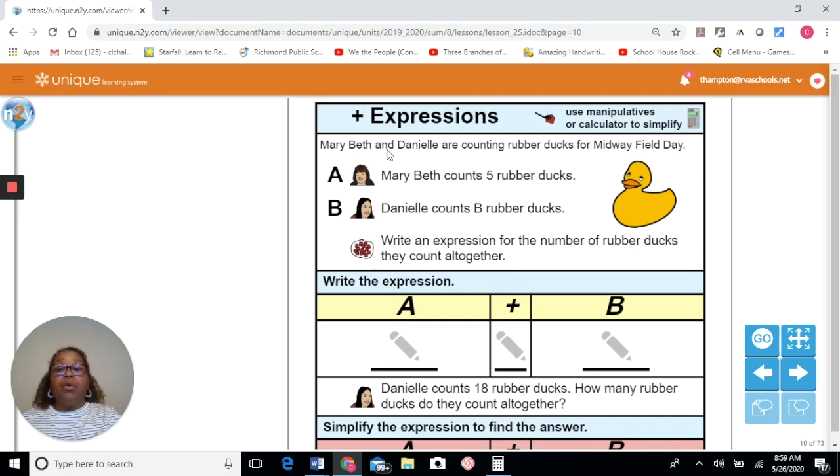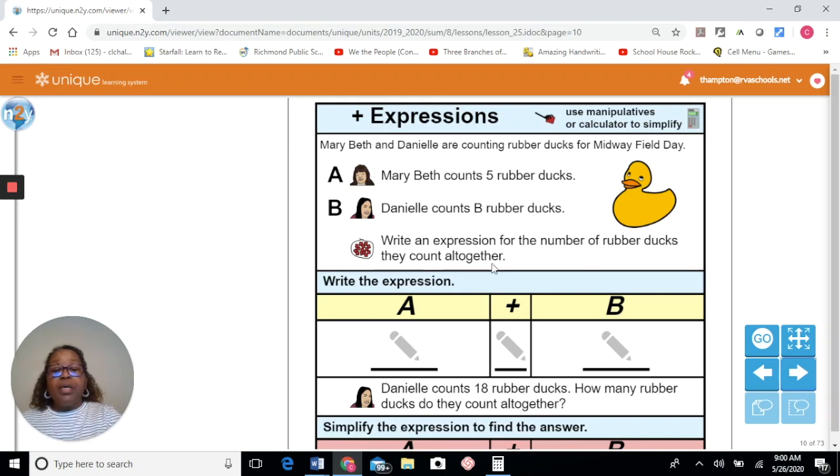All right. Mary Beth and Danielle are counting rubber ducks for Midway Field Day. A, Mary Beth counts 5 rubber ducks. B, Danielle counts B rubber ducks. Write an expression for the number of rubber ducks they count all together. Now we know that if we're using the words all together, the operation is going to be addition. We know that because the word that is being used in the word problem is all together.